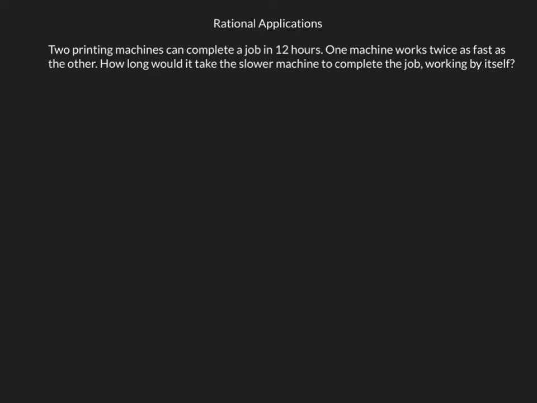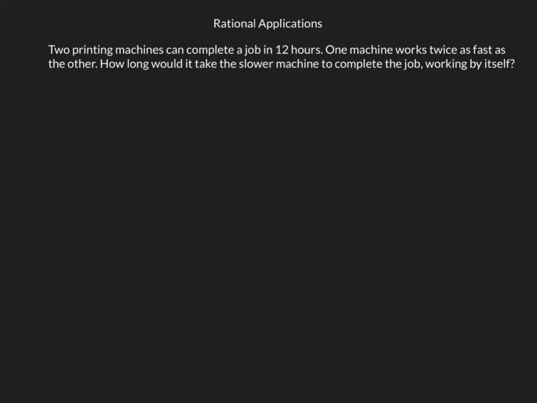In this video, I'll show you how to solve this rational applications problem. So let's underline our important information. Two printing machines can complete a job in 12 hours. One machine works twice as fast as the other. How long would it take the slower machine to complete the job working by itself?